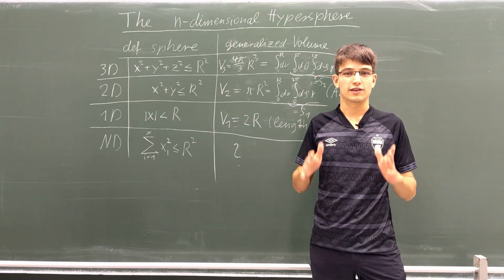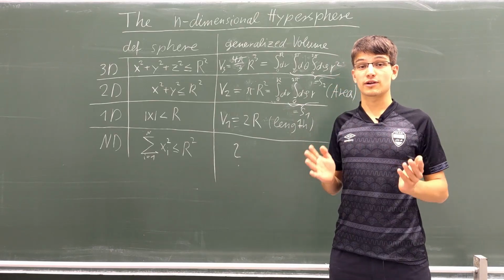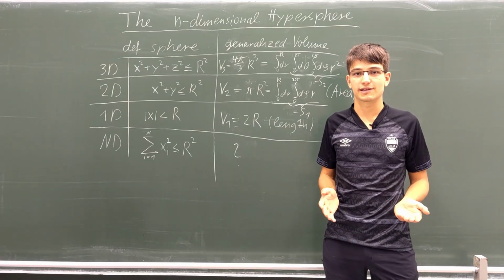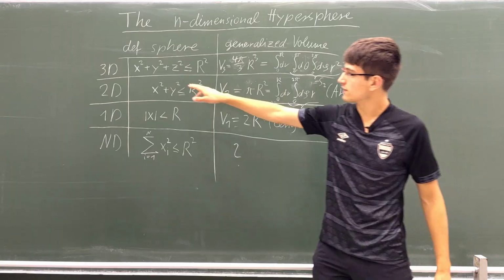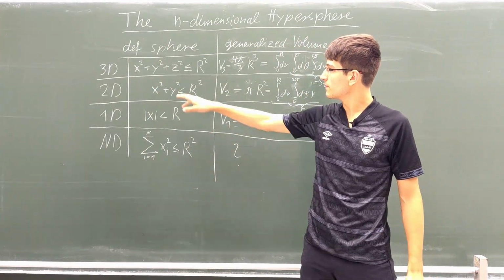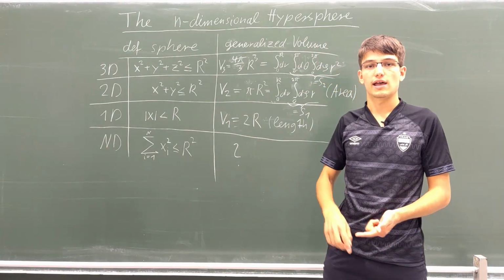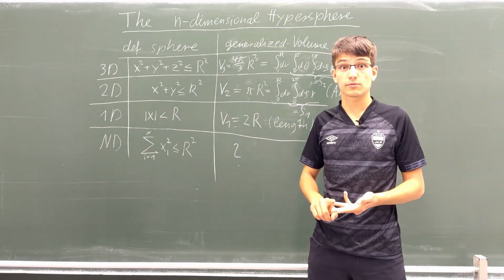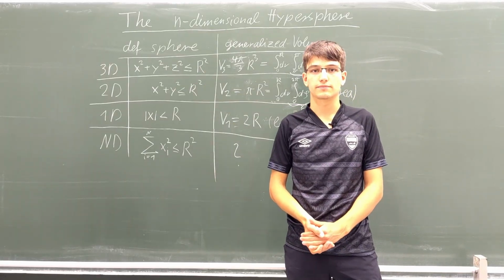Everybody knows the three-dimensional sphere. Today I will show you how we can generalize this concept to n dimensions. The sphere in 3 dimensions is defined by the Euclidean norm of the vector x, y, z. This means we take x squared plus y squared plus z squared, and it has to be smaller or equal to r squared.